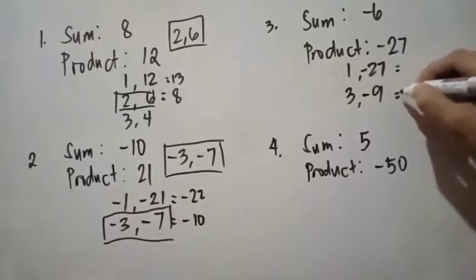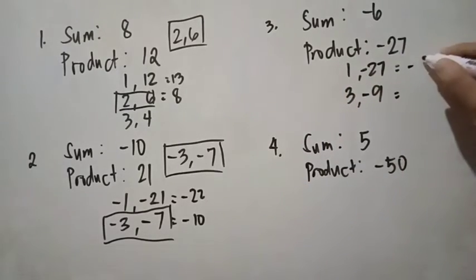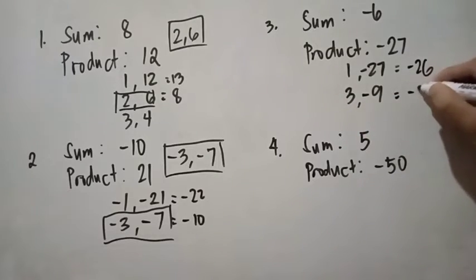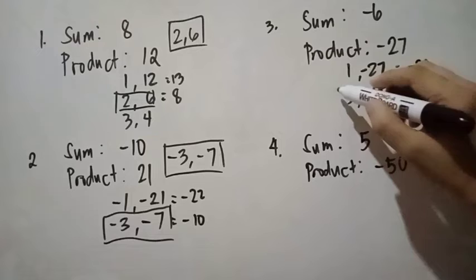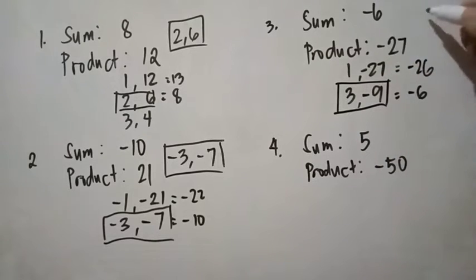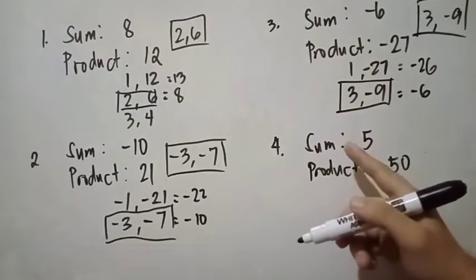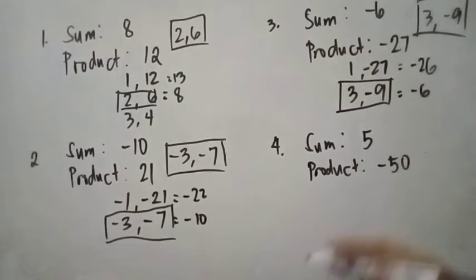Okay? So let's get their sums. 1 plus negative 27 is negative 26. And 3 plus negative 9 is negative 6. It equals the given sum. So the two numbers we are looking for are 3 and negative 9. And then, lastly, in number 4, the sum is 5 and the product is negative 50.